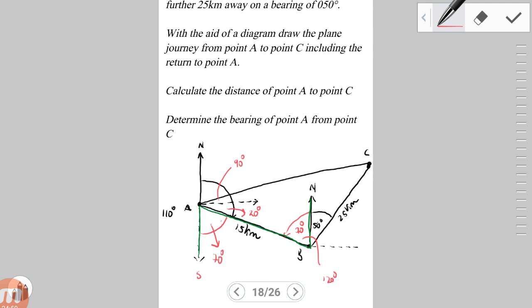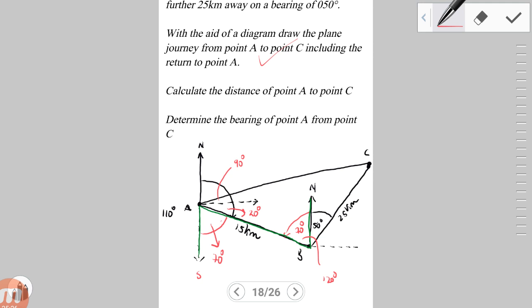All right, so I do encourage that when you're doing the bearings, guys, you try to find these little pieces of angles. And as I said, without these guidelines, it would be near impossible for you to actually find these little pieces of angle. All right, so here we go. With the aid of a diagram, draw the plane's journey from point A to point C, including the return to point A. Next, they had asked us, we have already done that, so calculate the distance of the point A to the point C. So we need this distance from here to here.